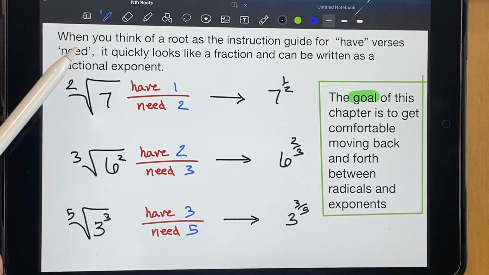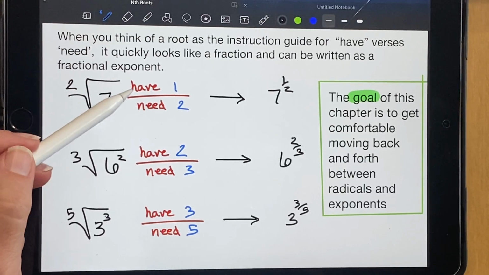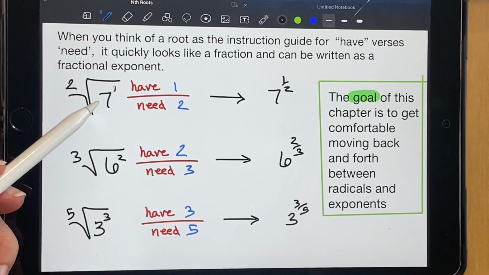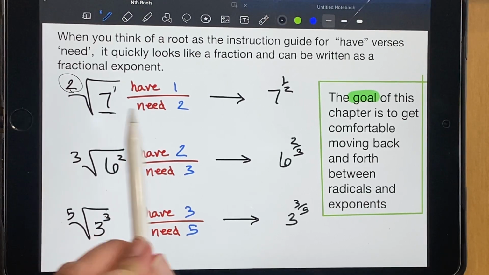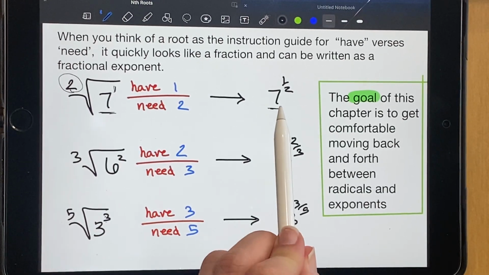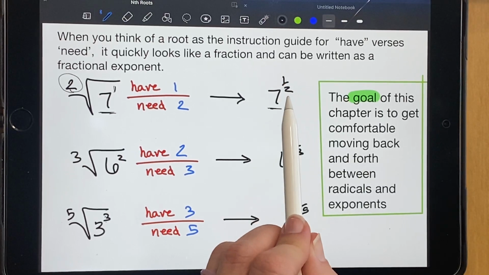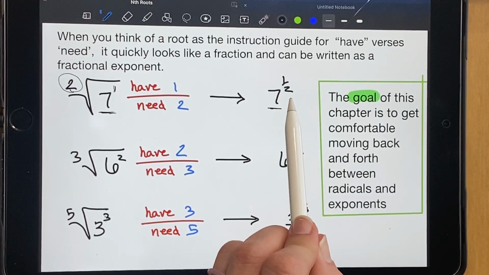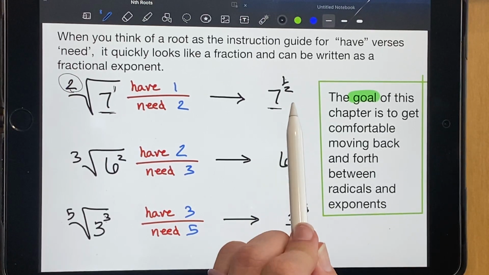If we're always thinking of it like this instruction guide, let's walk through what we had. In this case, I have 1, I need 2, so I would rewrite my base first. My base is 7. I have 1, I need 2, it would be written as 1/2. So this is something to get familiar with. Anytime you see 1/2, it means the square root of that number.